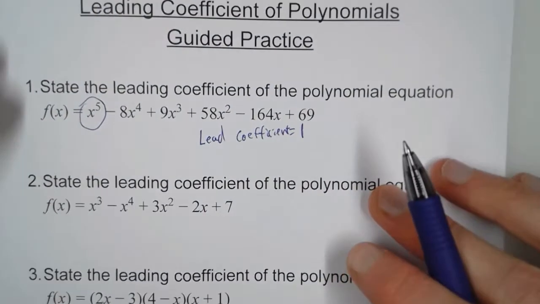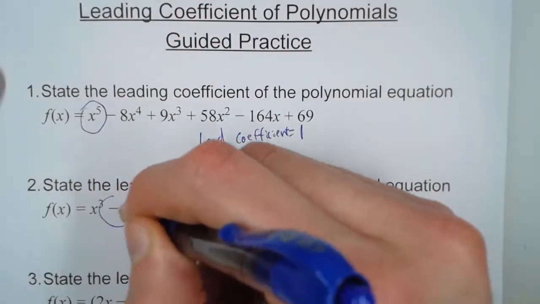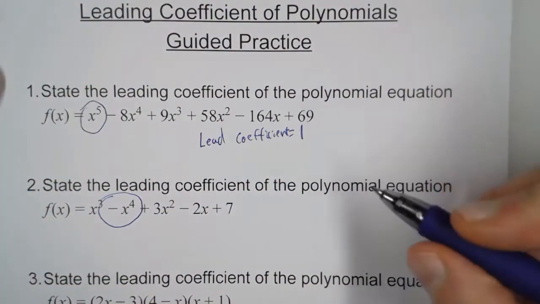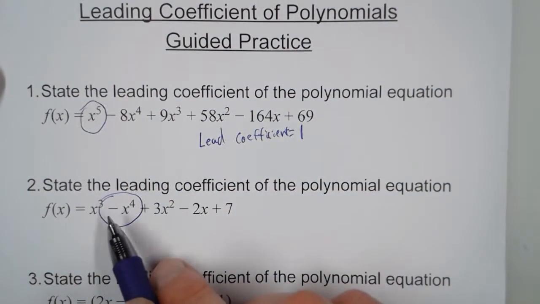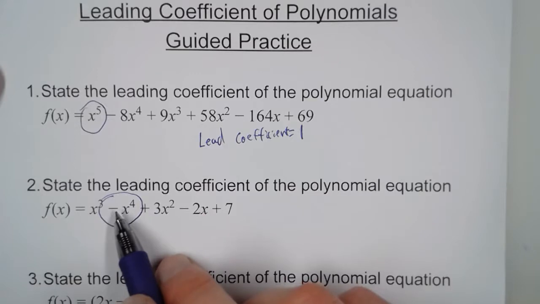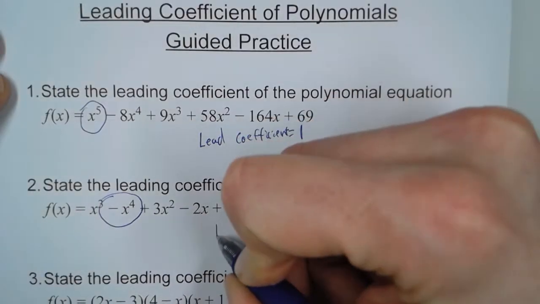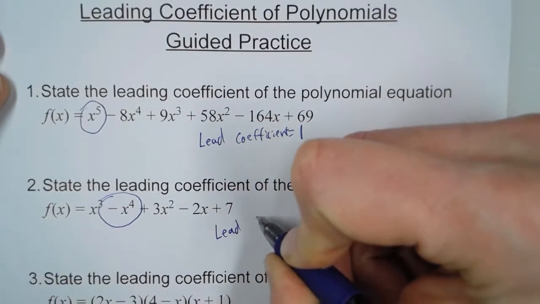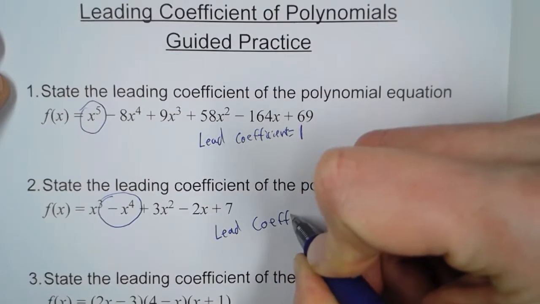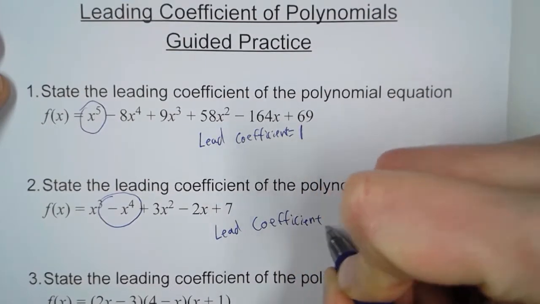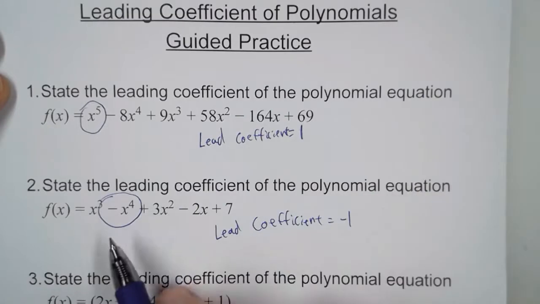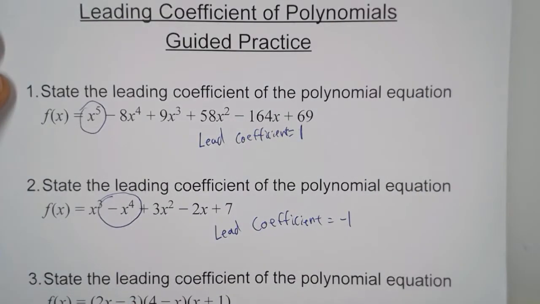So for number 2, the highest power on x is 4. So what's the number in front? Well, don't ignore the fact that we're subtracting this. So that means the leading coefficient here is -1, because that's the number we're multiplying onto x to the fourth.